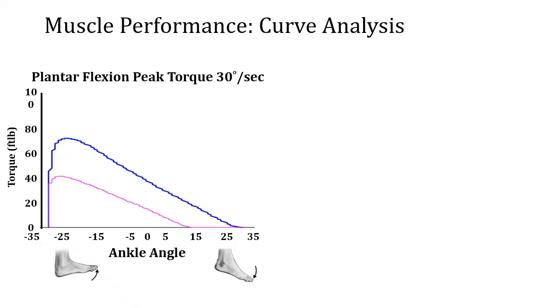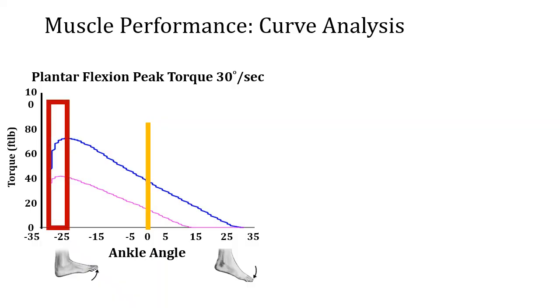The pink line represents an unhealthy limb, specifically an individual who was tested that had an Achilles tendon rupture. So you can see that their magnitude of force is less. You can also see that their strength curve is shifted to the left, such that it's more difficult for them to produce force in the more plantar flex position. And this yellow bar represents the neutral angle.